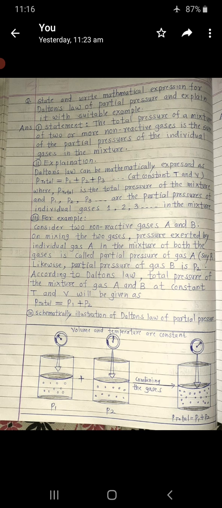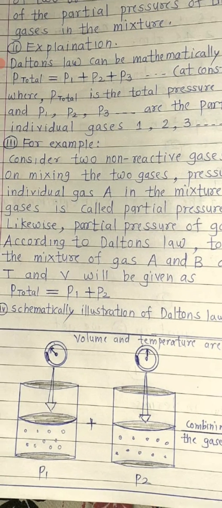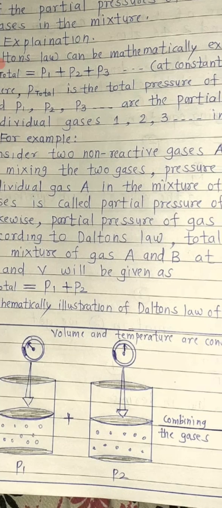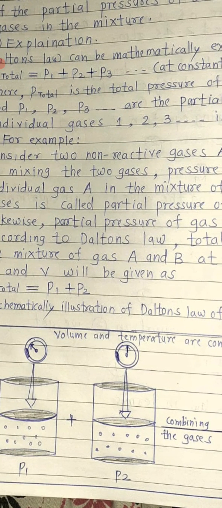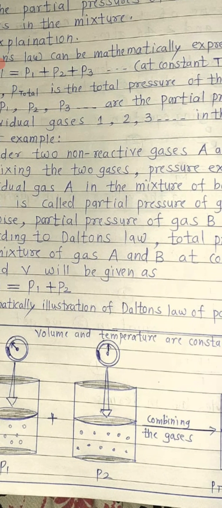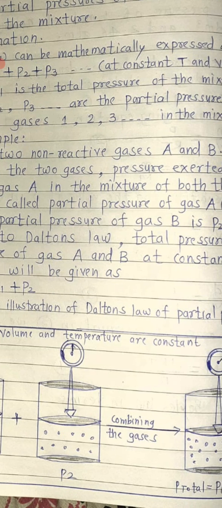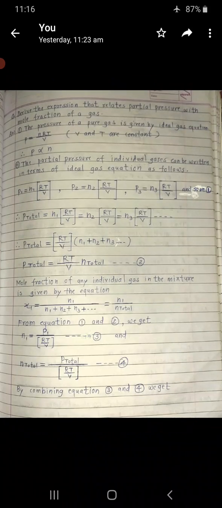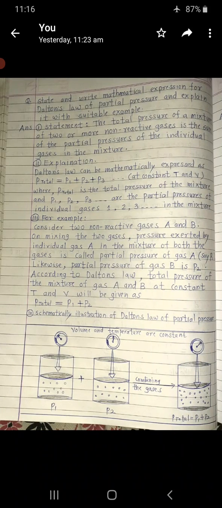Diagrammatically, Dalton's law can be explained as follows. Here two containers are given, one container having gas with pressure P1 and the second container having gas with pressure P2. Volume and temperature are constant for these gases. When these two gases are combined, the total pressure of the mixture becomes P total is equal to P1 plus P2. This is Dalton's law of partial pressure.